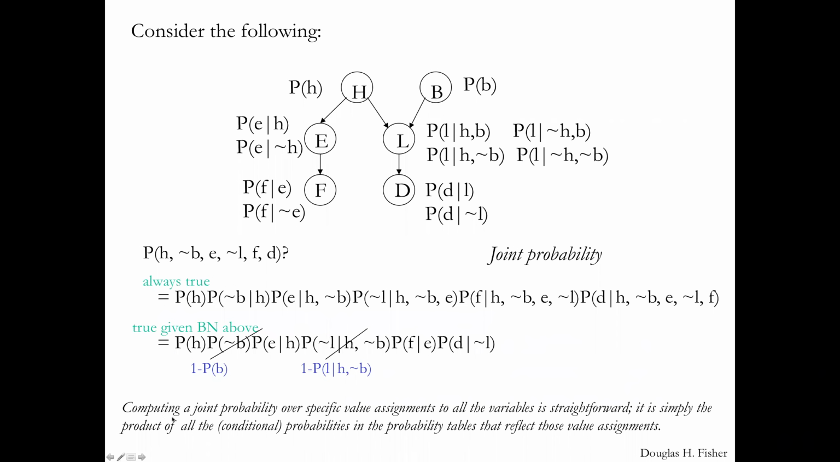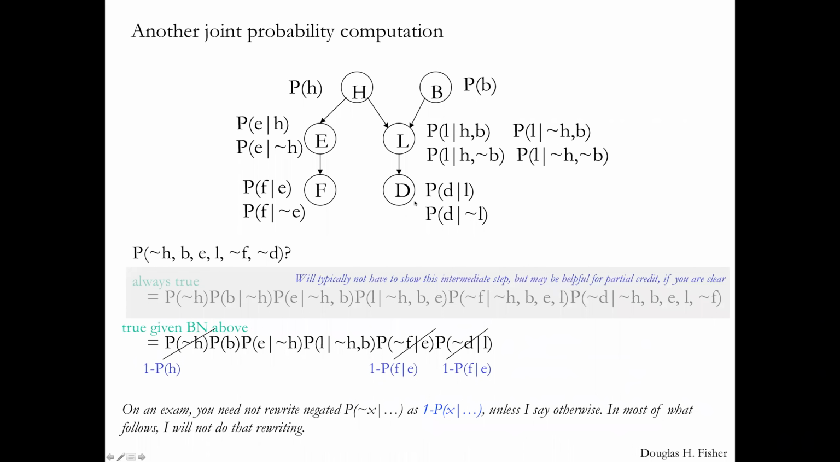And again, I think you're going to find that computing joint probabilities over the value assignments of a network's variables is pretty straightforward. It's always going to be a product of conditional probabilities that are found in the probability tables of each of the variables in the network. Here's another joint probability computation. Different values, but again, assignments to all the variables here.